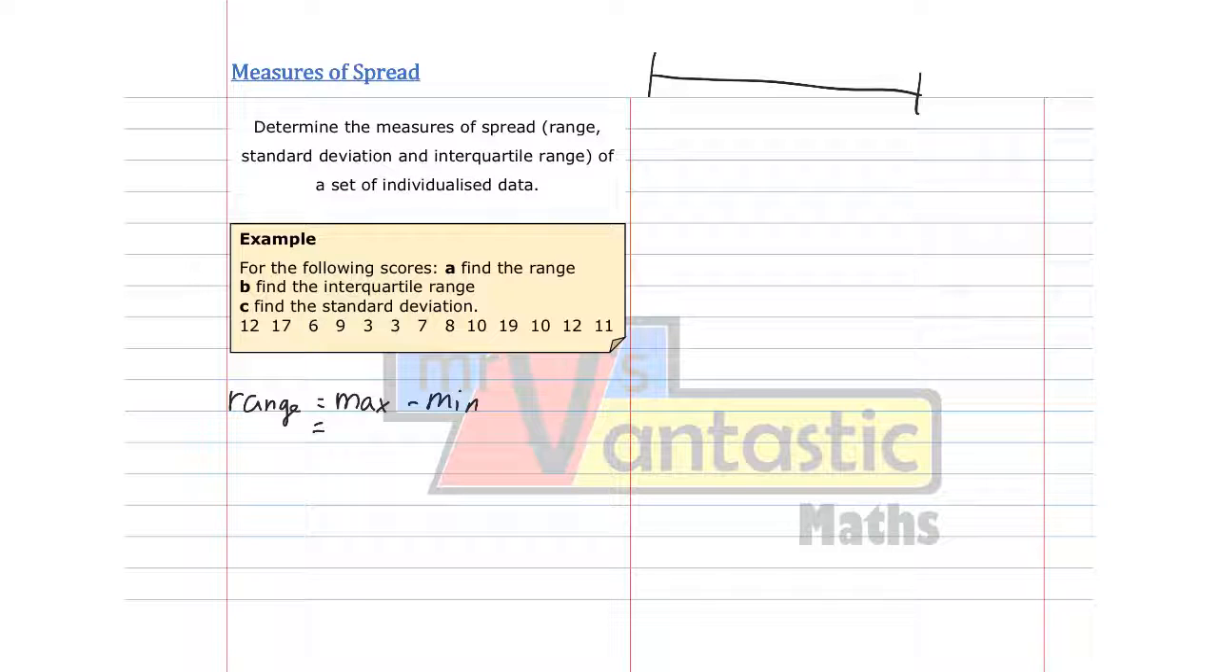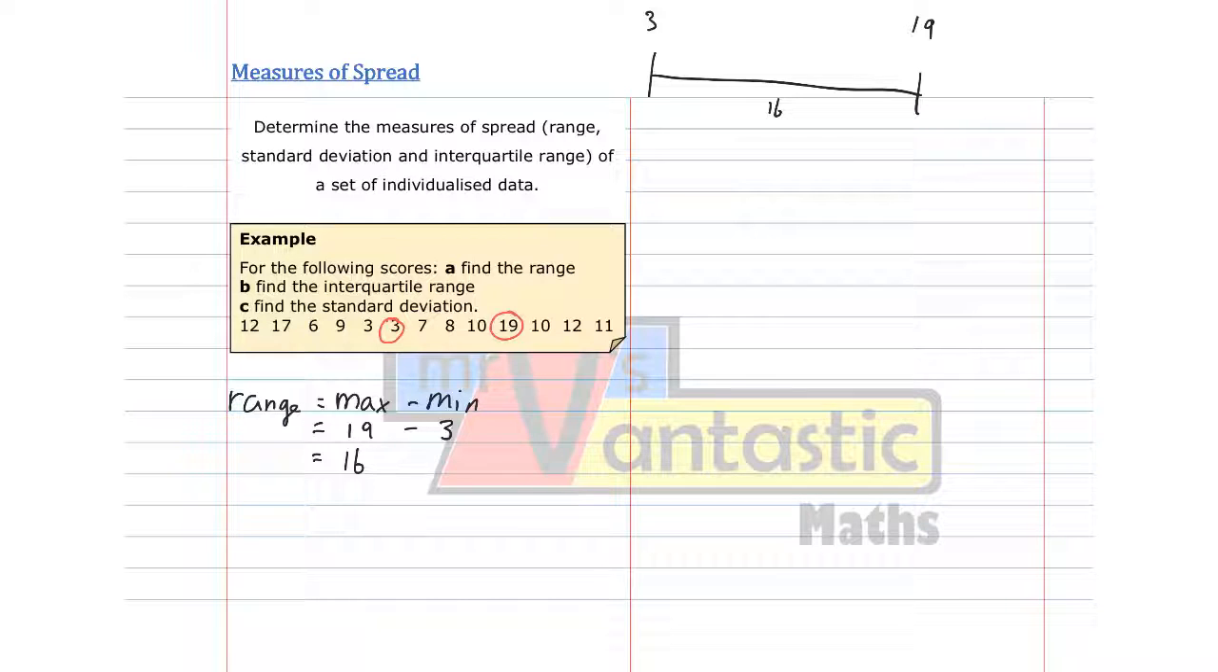So our smallest number is 3, so our min is 3. It's right over there. And our largest number looks to be 19. So the range is going to be 19 minus 3, which is 16. So we're looking at the total spread of our numbers between 3 and 19. The total spread is 16 units.